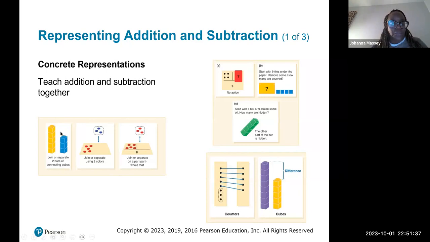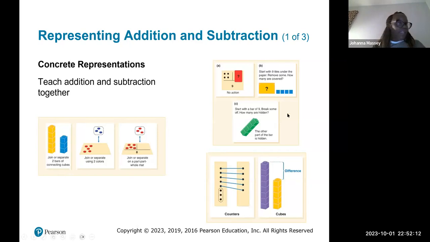So you've got these connecting cubes right here, and then you can say joining. You put them together, and then separating or decomposing. You bring them apart. And that's showing them what it means to add and subtract. Join or separate using two colors, or you can get a part-whole mat. All it is, you can get a sheet of paper, make a T chart, and put something at the top right here, and then put the parts.